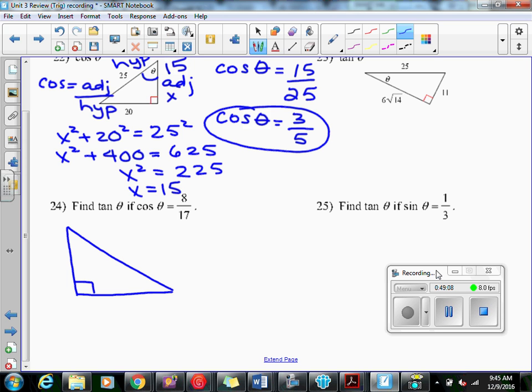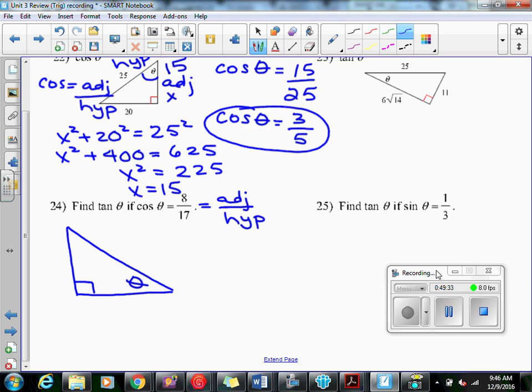And I'm going to call one of those angles theta. It doesn't matter which one of the acute angles you call theta. And then you have to remember what your formula is. Remember, the formula for cosine is equal to adjacent over hypotenuse. So what they're telling me is that from this angle, the adjacent leg and the hypotenuse would give me a ratio of 8 over 17.